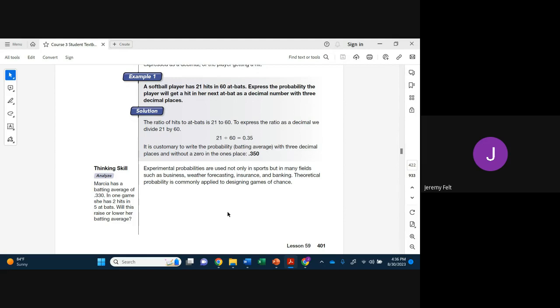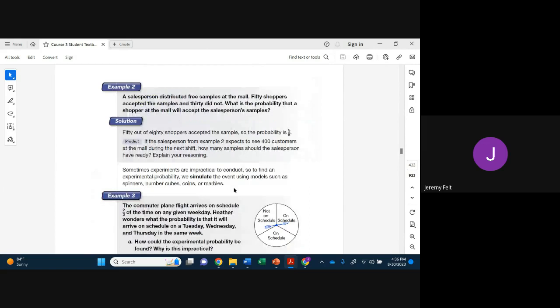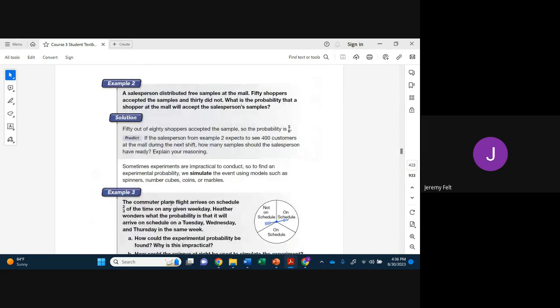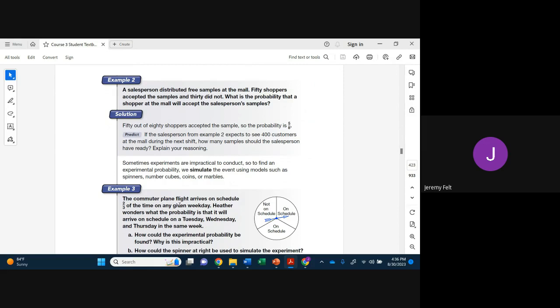see how the numbers play out to give us an idea of should we invest, should we buy, should we save, whatever. Theoretical probability is used in games of chance, rolling a dice, flipping a coin, spinning a spinner, whatever it is. So let's look at this. The commuter plane flight arrives on schedule 2/3 of the time. So we can use simulations, the theoretical, to try and predict the experimental. Obviously, it's going to be close, but we can use simulations and theoretical probabilities to try and predict how events are actually going to play out.